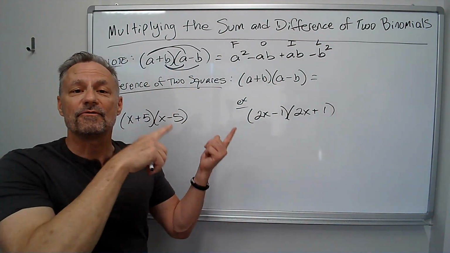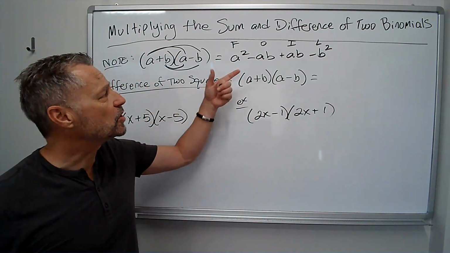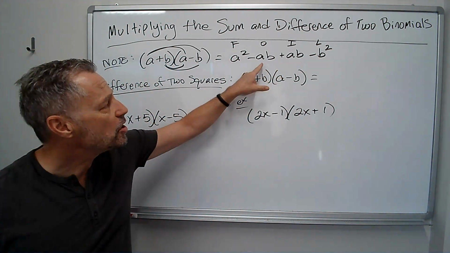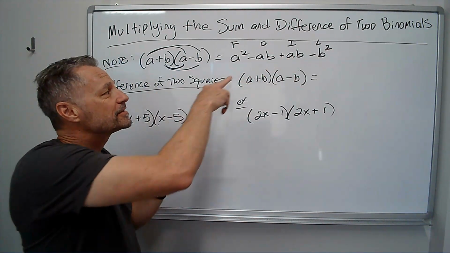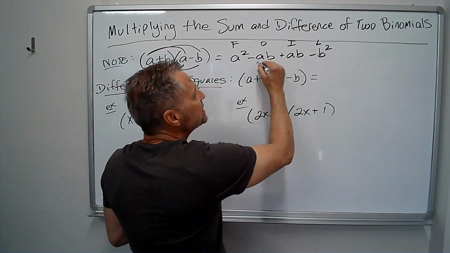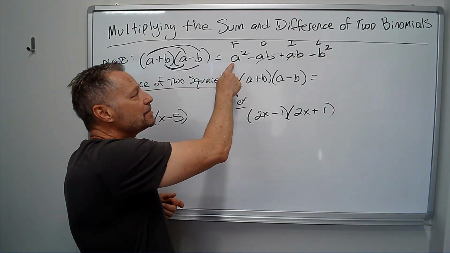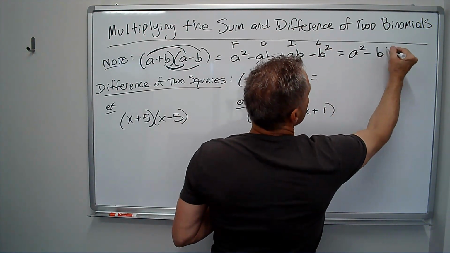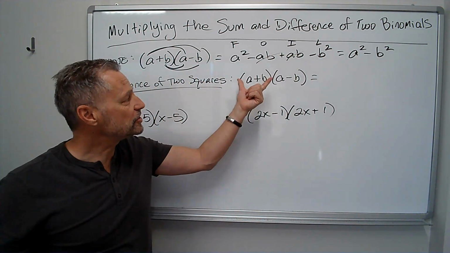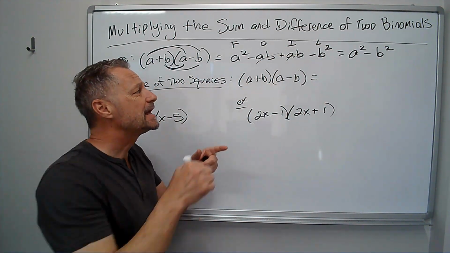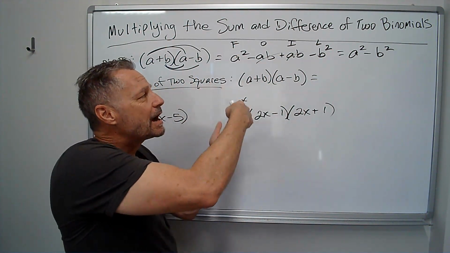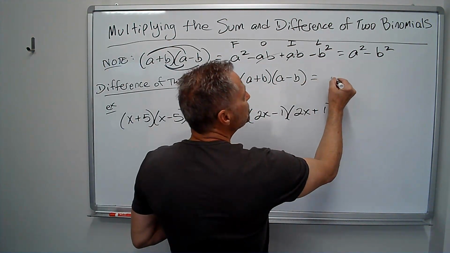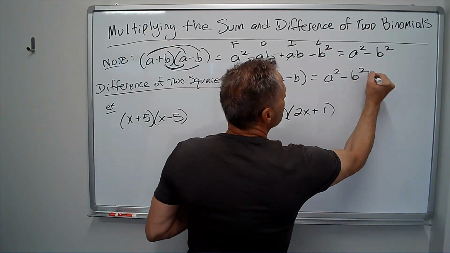I've got a video on FOIL if you need to refer back to that, but that's what I have. Notice these middle terms are the same thing with opposite signs, so they just cancel out. So all I'm left with is a squared minus b squared. And so in general, if I have (a + b) times (a - b), when I FOIL, the outside and the inside are going to cancel out. I'm always just going to get a squared minus b squared.